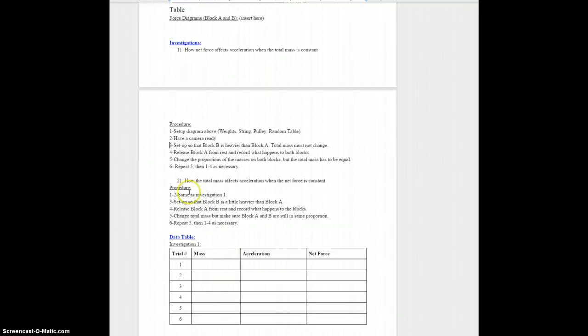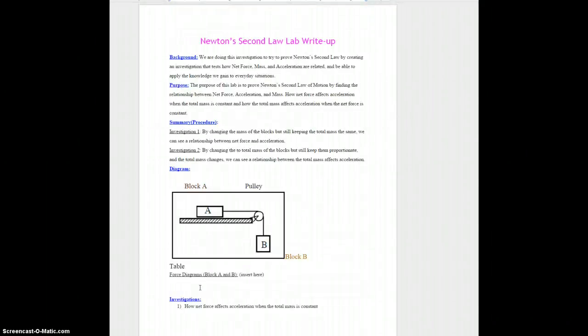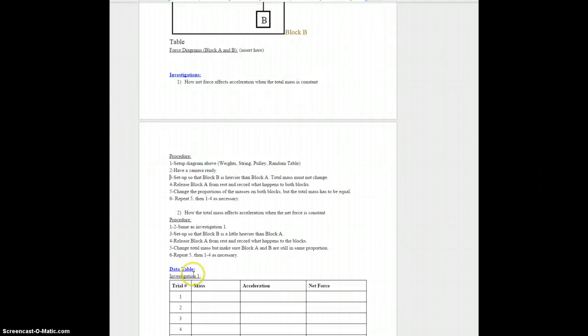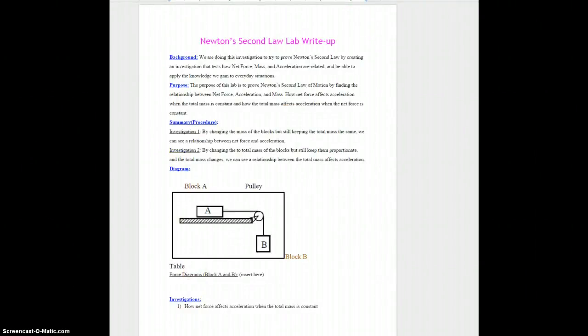What you do is the same as investigations 1 and 2. Step 3, you set up block B a little heavier than block A. Then you release block A from rest. Record what happens to the two blocks. Change the total mass, making sure blocks A and B are still in the same proportion. Repeat 5, then 1 to 4 as necessary. Well, basically, this right here is a good lab to do for the second law.